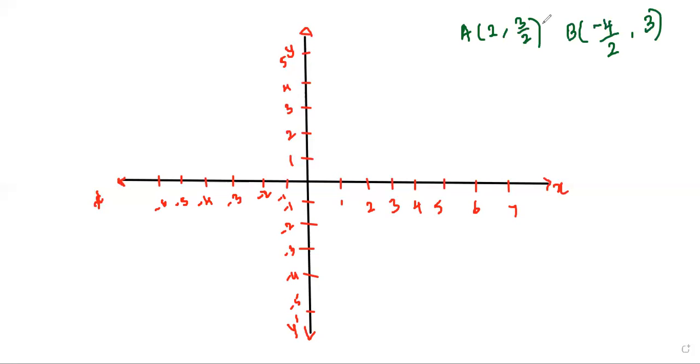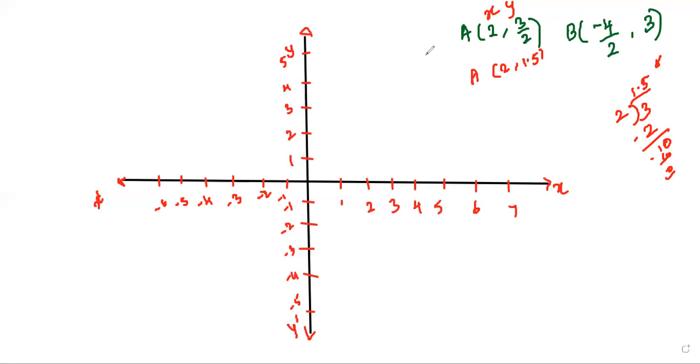So let's take the first coordinates. It's 2 comma 3 by 2. What do you mean by 3 by 2? It is 1.5, isn't it? 3 by 2 means you have to divide 3 by 2. 2 ones are 2, the remainder is 1. We'll keep a dot here and add 0. 5 twos are 10. Subtract 10 from 10, you get 0 as the remainder, and this is going to be the quotient. So 3 by 2 is nothing but 1.5, isn't it? So it's 2 comma 1.5.